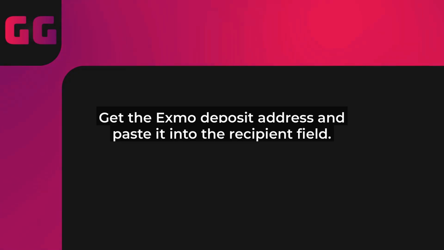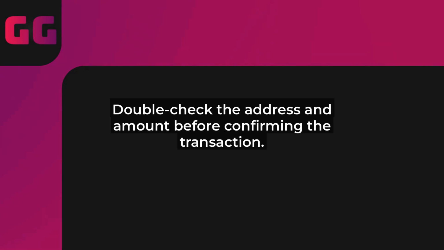Step 3. Paste the XMO deposit address into the Recipient field in Ledger Live. Double-check everything. Addresses are case-sensitive, and one wrong character could send your funds to the wrong place. Once verified, confirm the transaction on your Ledger device by reviewing the details on the screen and approving with your PIN. After that, sit tight.